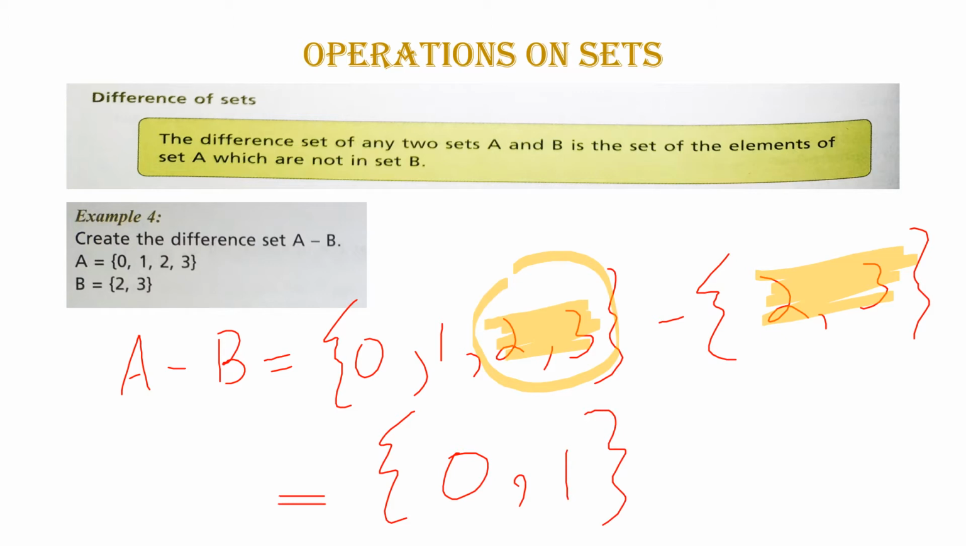So whenever you have to find the difference of two sets, you have to write those elements of the first set which are not present in the second set, which are not present in B. Just like we did here, 0 and 1 are not present in set B. So in the difference set we only wrote 0 and 1.